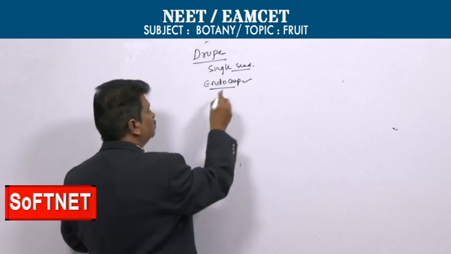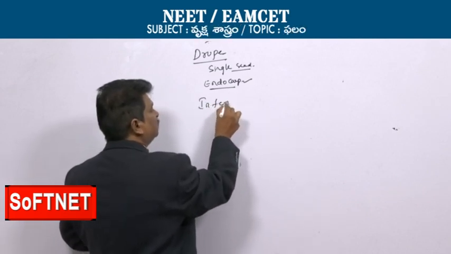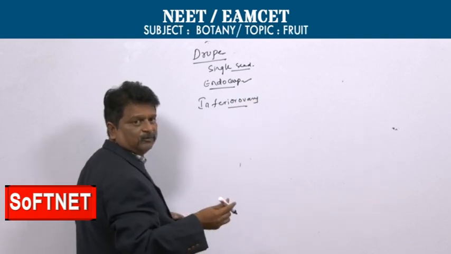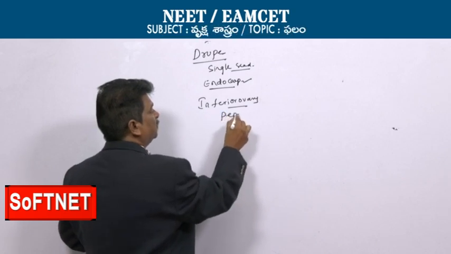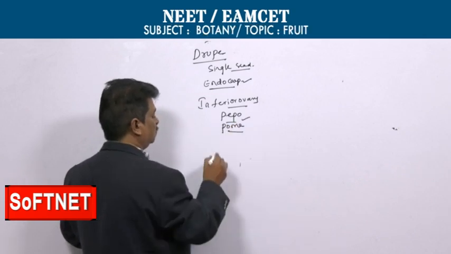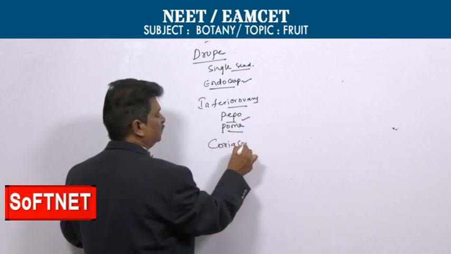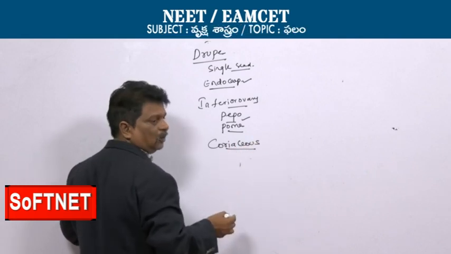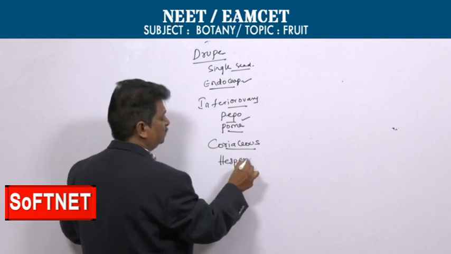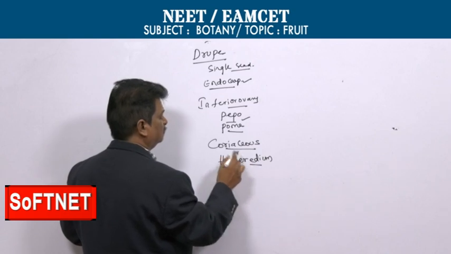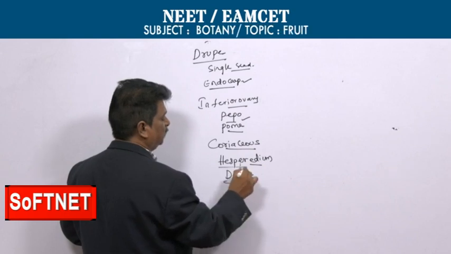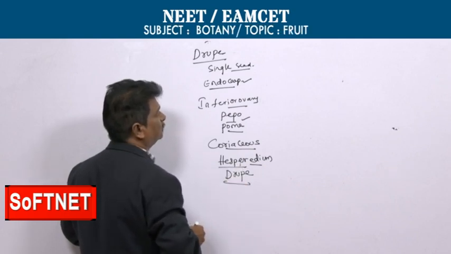Like that, fleshy fruits which develop from inferior ovary: one is pepo and second one is pome. Fleshy fruits with a leathery or coriaceous epicarp: one is hesperidium and second one is drupe. In this, the epicarp is leathery.